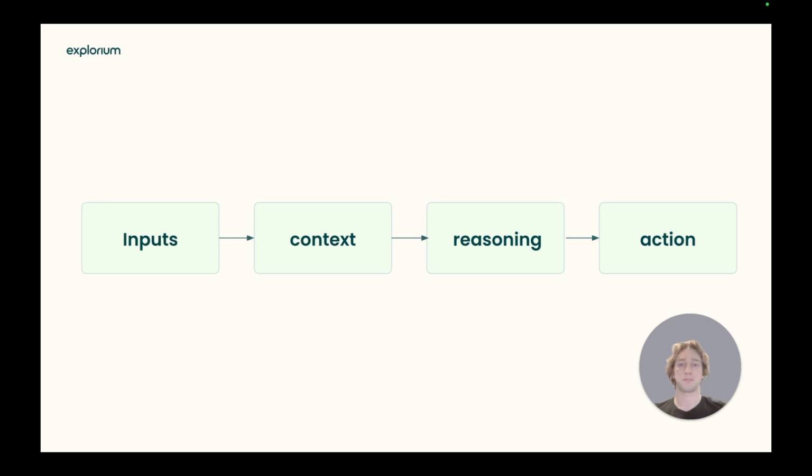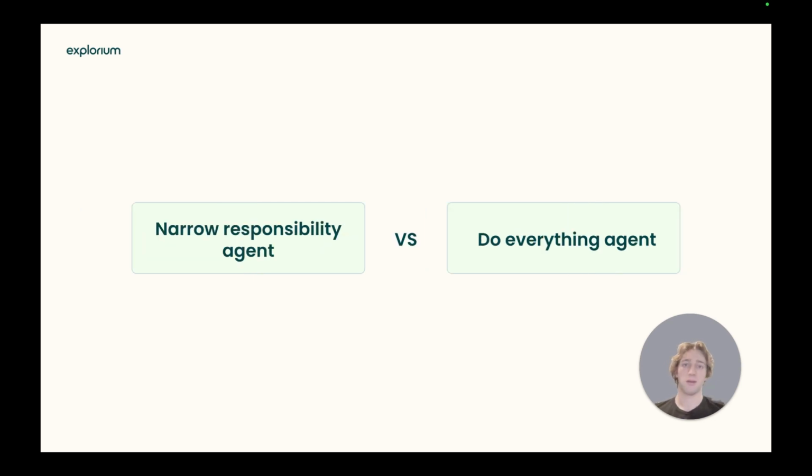Now, AI agents can be grouped into two broad categories: narrow responsibility agents and do everything agents. And the names are pretty self-explanatory, but just to give them a little more context, a narrow responsibility agent essentially means that the AI agent is focused on one job to do it extremely well. There are very clear boundaries, it is easy to test, easy to debug, and very easy to improve upon.